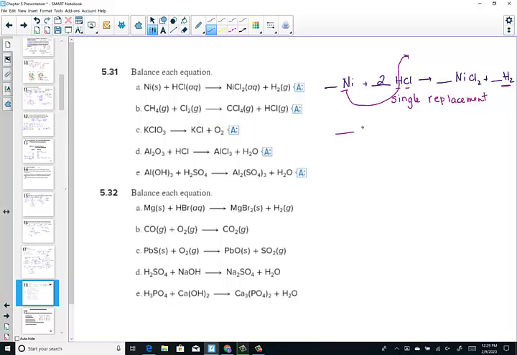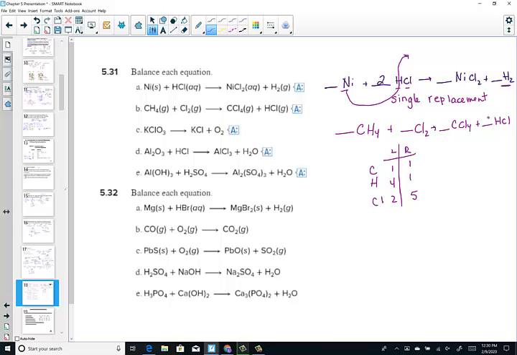Letter B. We had methane, CH4, plus chlorine gas, Cl2, forming carbon tetrachloride, and HCl. Your T-charts, you had 1 carbon, 4 hydrogen, and 2 chlorine, 1 carbon, 4 chlorines, plus 1 more is 5, and just 1 hydrogen.